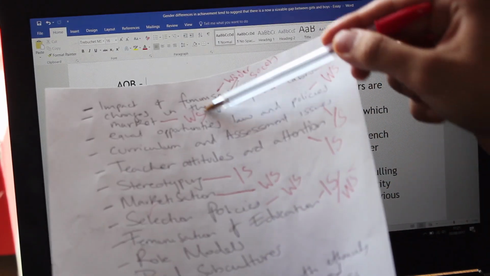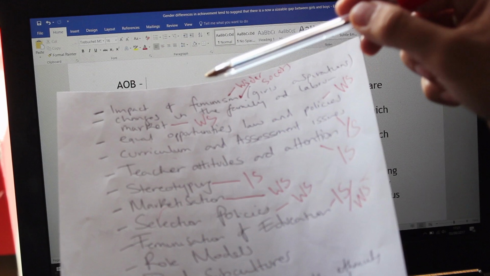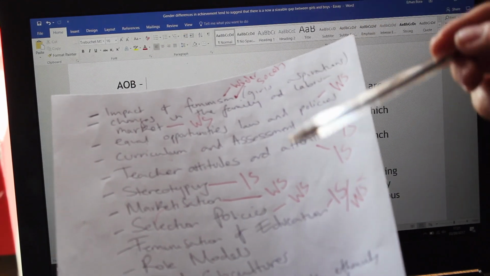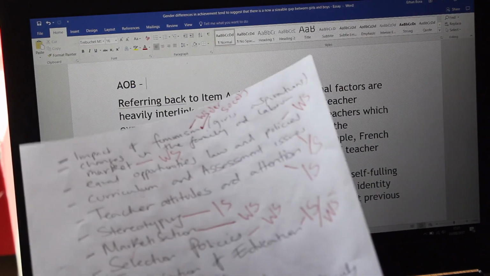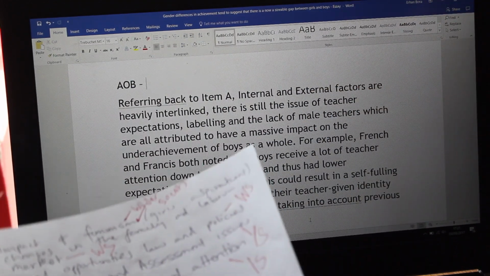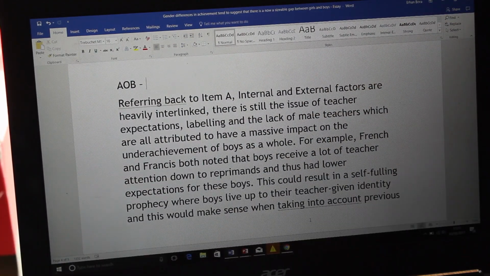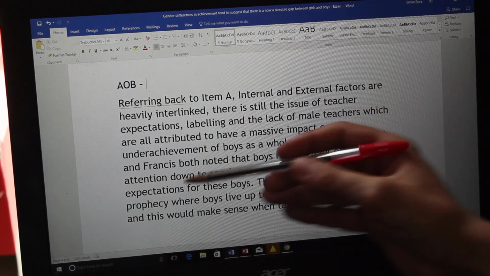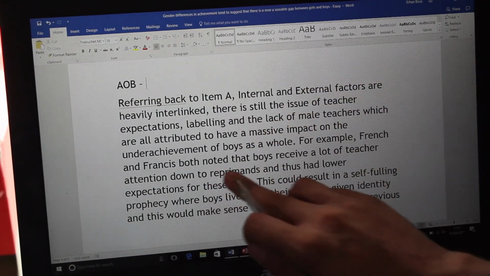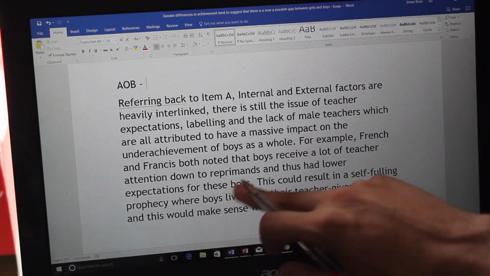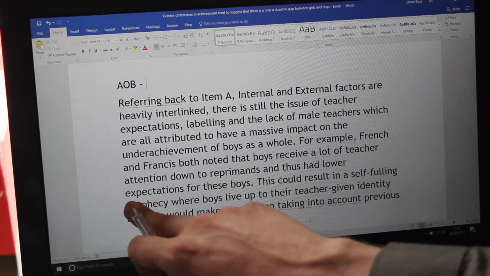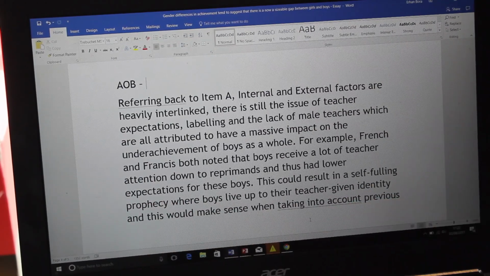But again, if you go through all of these, you're not going to have enough time. So you pick the three key ones, or three that you know the best, or that can be applicable to the question, and go through them. Because I've got time on my hands, or I'm under the time limit, I put a bit more in here. For example, French and Francis both noted that boys receive a lot of teacher attention down to reprimands, and thus had lower expectations of these boys.